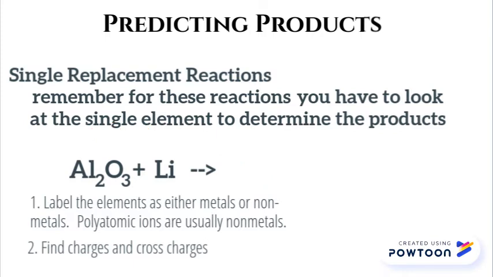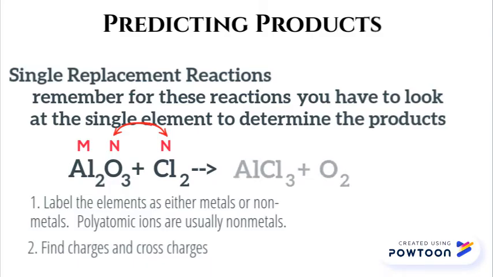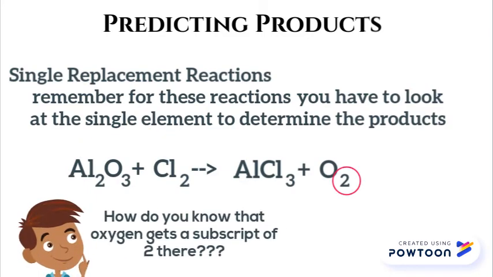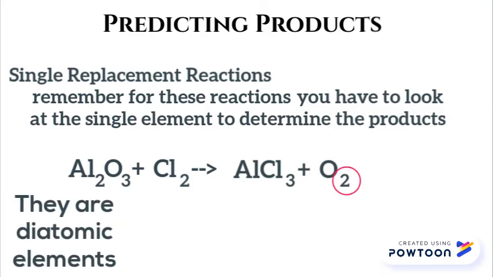If we switched lithium with chlorine, now the individual element is a nonmetal. So instead of the 2 metals switching places, now the 2 nonmetals are going to switch places. So aluminum, instead of being paired with oxygen, is now going to be paired with chlorine, and your products are AlCl3 plus O2. Now you may be asking yourself, how do we know that that oxygen gets a subscript of 2? The answer is that it's because it's a diatomic element.